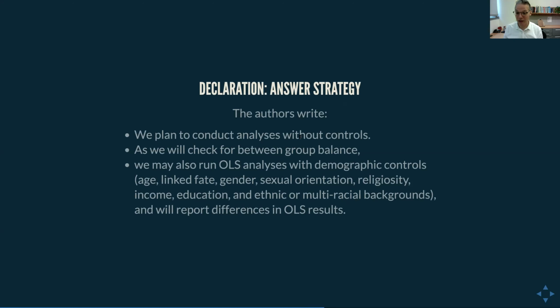We plan to conduct analysis without controls. So they're going to do difference in means analysis, but as we will check for between group balance, we may also run OLS analyses. Now, I think that this is suggesting that if they find imbalance, then they will use covariate control. We don't want to do conditional control things. We would prefer to do all of these with covariate control because that's going to increase precision. But as written, the pre-analysis plan seems to be a conditional statement. We could build it into declare design. I'm not going to because writing those conditions out is really difficult, like when it's not balanced, then OLS. We're just going to do OLS and compare the results.